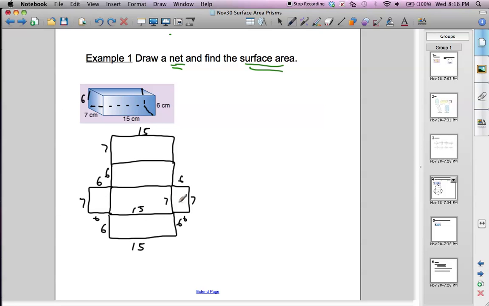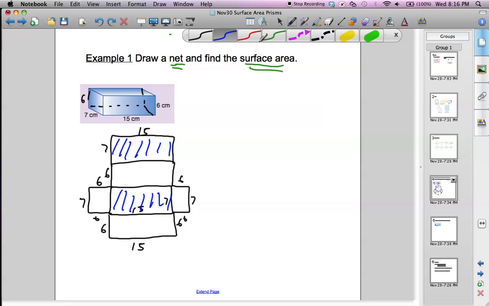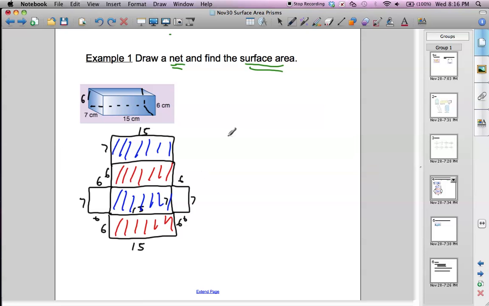Okay, so we've got the 6 faces. Notice we've got 2 7 by 15 rectangles, 2 6 by 15 rectangles, and 2 6 by 7 rectangles. So for the total surface area, we're going to add up all these areas together. So the surface area is going to be, well, we've got 2 red rectangles, those are 6 by 15s.